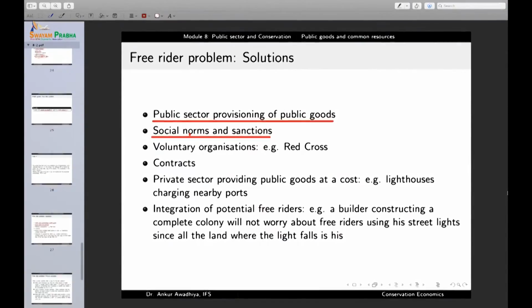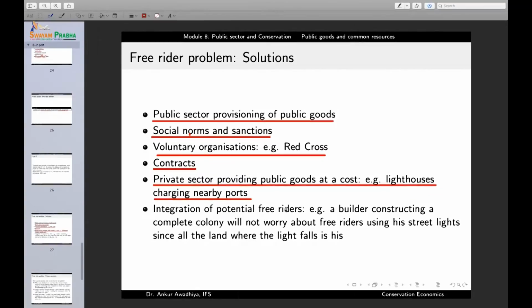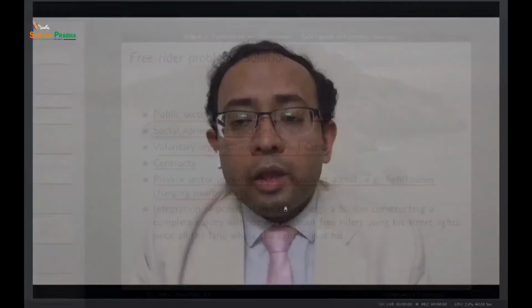Or the use of voluntary organizations such as the Red Cross. Now, this is similar to the government providing for these services. Or we can have contracts, or we can have the private sector providing the goods at a cost, such as lighthouses charging nearby ports. Now, in this case, the lighthouses used to provide direction and used to give a signal to the boats or the ships that there is a port nearby.